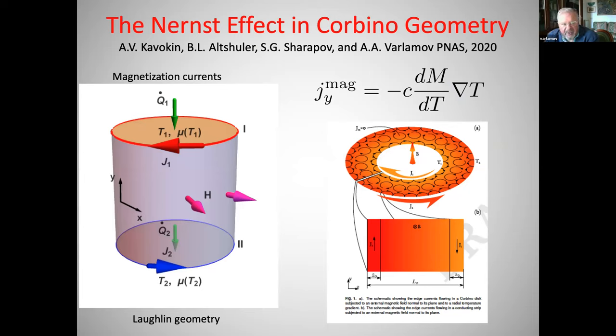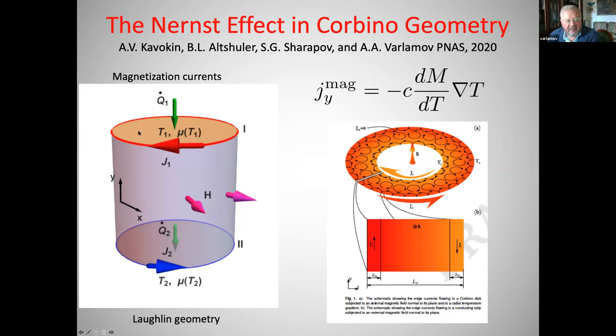In order to put a full stop in this controversy, we decided to invent some geometry where there is no kinetic approach at all. So we wanted to find some system where the Nernst effect will be only due to magnetization currents. And the idea was to consider magnetization currents in Laughlin geometry. Laughlin geometry means that you take a cylinder and apply some magnetic field as a hedgehog. So this is a Gedanken experiment. You cannot create this indeed.